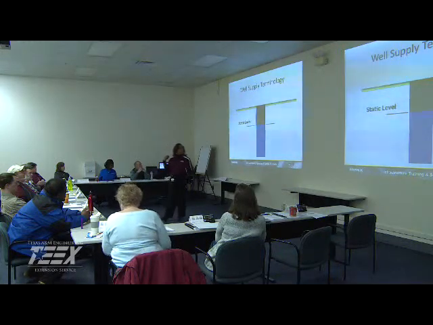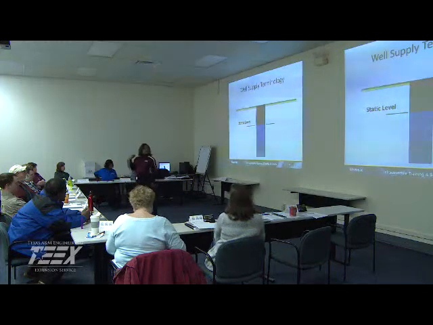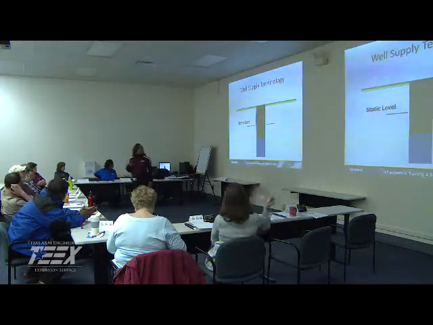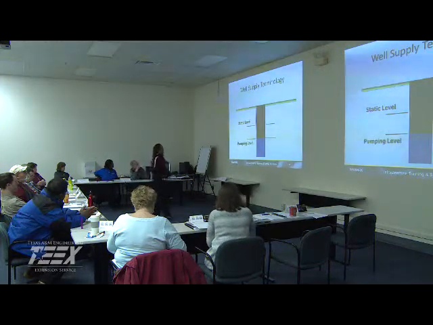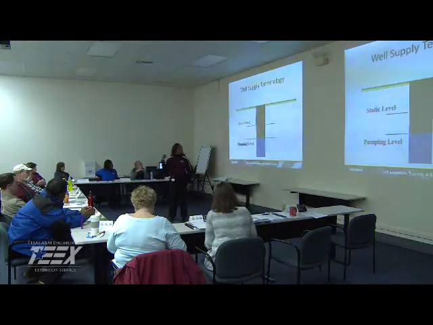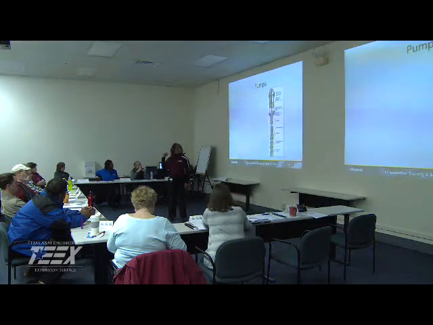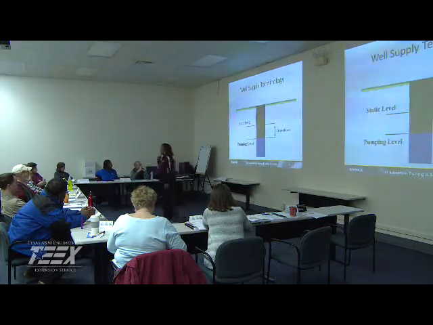Again, static level is that water level when the pumps are off. That is your normal level in that well. Your pumping level is the level when the pumps are on. And the drawdown is the difference between the two. So drawdown, not drop down, right?